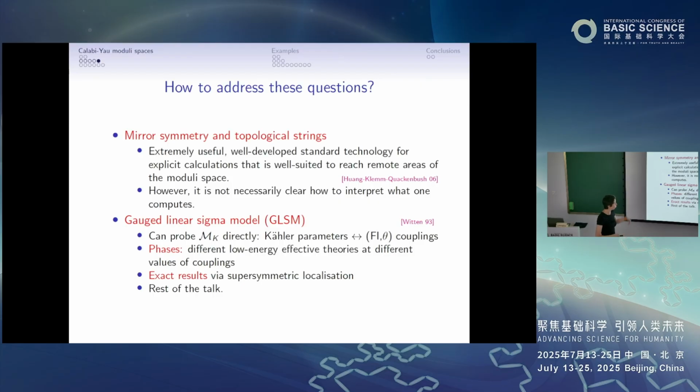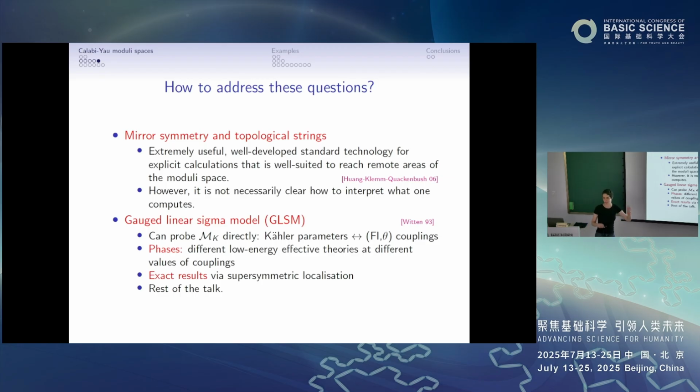Okay, so now let's be more concrete. How to address these questions. One of the strongest tools that we can have is mirror symmetry in topological string theory. This is very well developed and also has the technology to study these distant regions of the moduli space. I want to highlight one paper that included Mingxing together with Albrecht Klemm and Quackenbush. This is really a workhorse for explicit calculations.